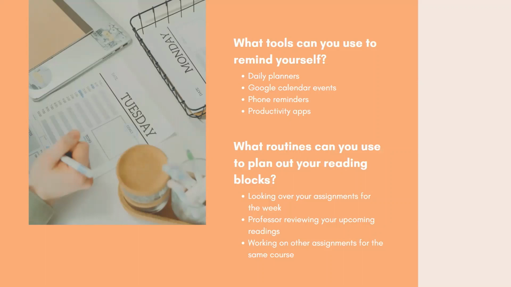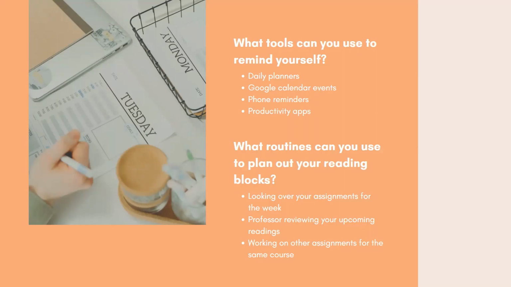Consider also what routines you can use to plan out your reading blocks. What routines are established when you're thinking about assignments for the next week, and how can you use those times to proactively schedule specific reading blocks? So ask yourself, do you have a certain time during the week when you're looking over your assignments? This might be a Sunday evening period.